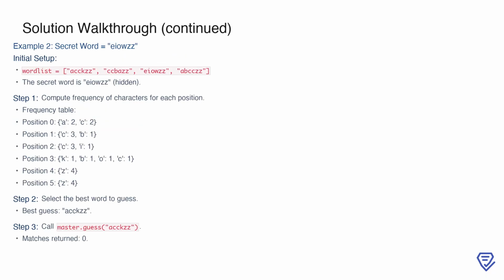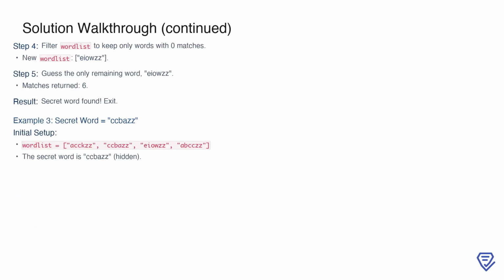Just like before, we start with the given word list and compute the frequency of characters at each position. The frequency table for this word list remains the same as the previous example since the word list itself hasn't changed. Using this table, we select the word with the highest score, which again is axe, and call master.guess with this word. However, this time, the function returns 0 matches, meaning none of the characters in axe are in the same position as the secret word. This result helps us filter the word list further.